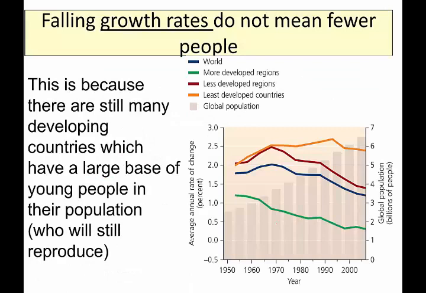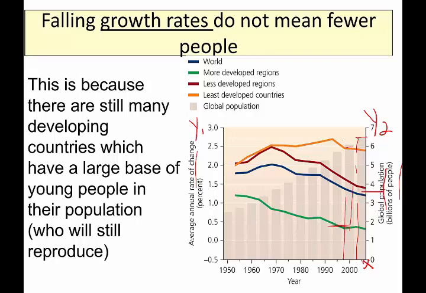Now, one thing to keep in mind is that just because the growth rates are falling does not mean there's going to be fewer people. So let's take a look at this graph. You can see here on the x-axis we've got the years, and we have two y-axes. We've got one here, y1, which is the average annual rate of change, percent. So you can think of this as the average rate of increase in the population. Y2 is the global population in billions of people, and this is shown by these bars that are faded here.